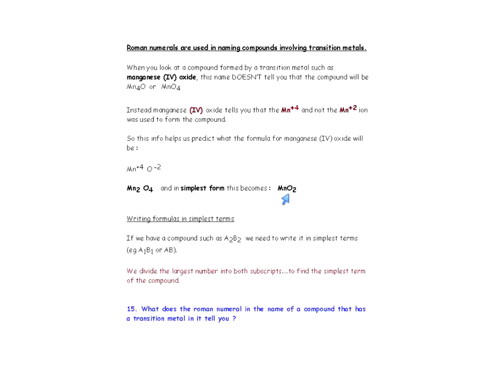Okay, so question 15 says, what does the Roman numeral in the name of a compound that has a transition metal in it tell you? It's the charge number. That's right, it's the charge number on the transition metal. Good stuff.